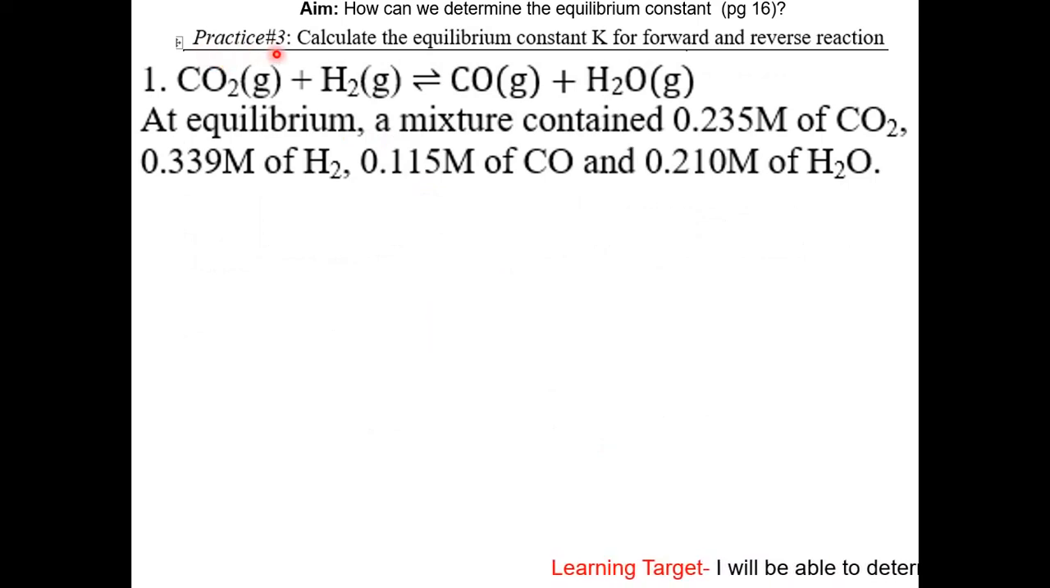For practice number 3, calculate the equilibrium constant K for the forward and reverse reaction. Complete questions 1 to 14 by yourself. Pause the video. Resume as completed. Here are the answers.